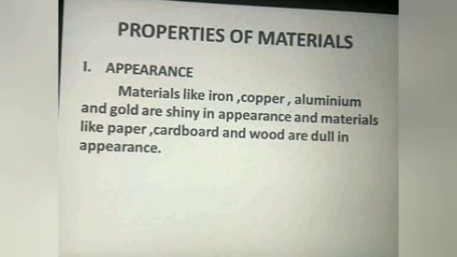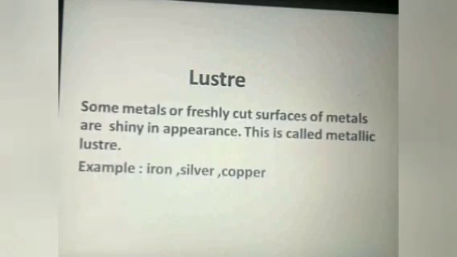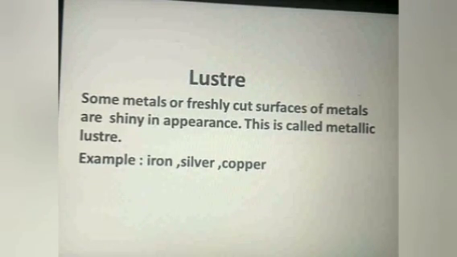Properties of material. First property, appearance. Materials like iron, copper, aluminium and gold are shiny in appearance, and materials like paper, cardboard and wood are dull in appearance. Luster: some metals or freshly cut surfaces of metals are shiny in appearance. This is called metallic luster. Example, iron, silver, copper.